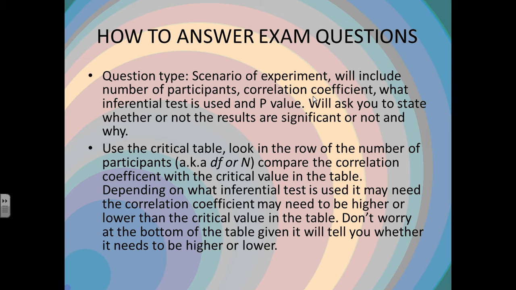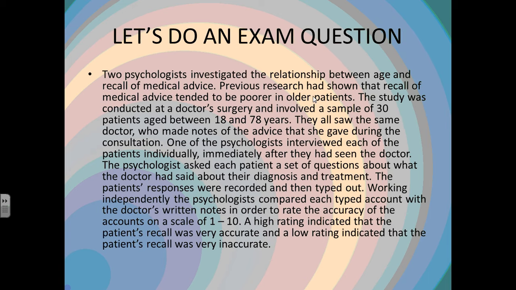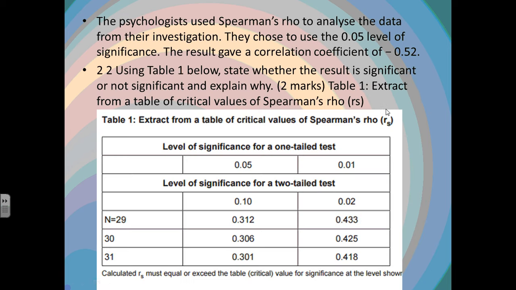I've already kind of discussed this, and I'm going to demonstrate it now. First thing we need to find is the number of participants. The number of participants is 30. Remember, the number of participants can be represented by n or df. In this case it's n. With 30 participants, we know we're looking at this row.